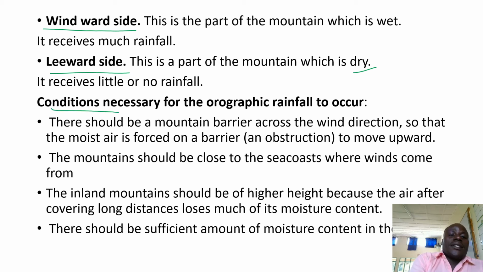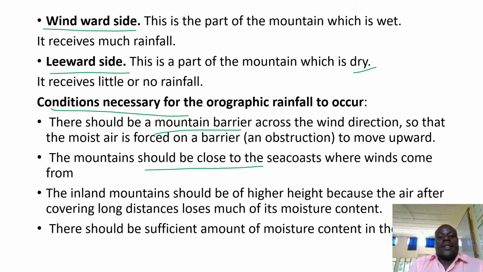What are the conditions necessary for orographic rainfall to occur? There should be a mountain which will act as a barrier. The mountains must be close to the sea coasts where winds come from. However, they might be far from the coast, but if they are near the coast and the coastal sea brings more winds for them to rise on the side of the mountain, that would be better.